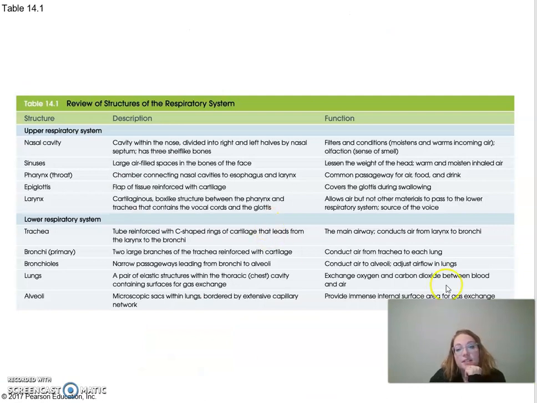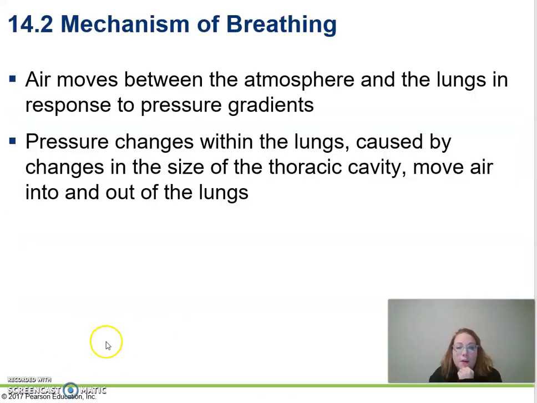Okay, and this is just a nice table from your book. I highly recommend you look through. It's got the parts of the system and what they do. Okay, so we've gone through and looked at the functions of the respiratory system, the processes, and we've looked at the structures as we go through. So now we're going to move on to the next section, the mechanisms of breathing.